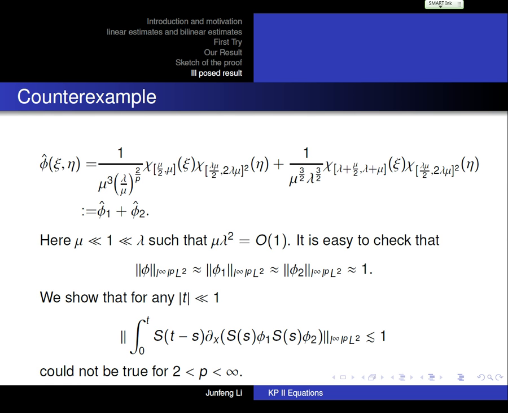It means that this phi has a low frequency and a very high frequency, and for the eta part, they are the same. All these two parts, we write them as phi 1 and phi 2. They all have the same norm for our initial data, and mu is less than 1, lambda is larger than 1, and they have this kind of relation. It's just because the resonance function has this kind of estimate. So this is what we want to show, and we show that this estimate cannot be true for p less than 2.